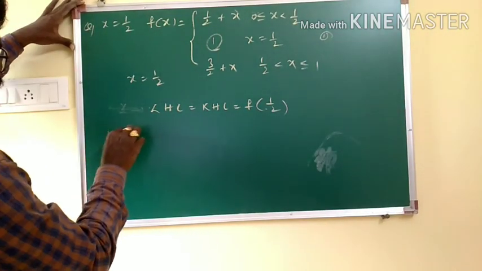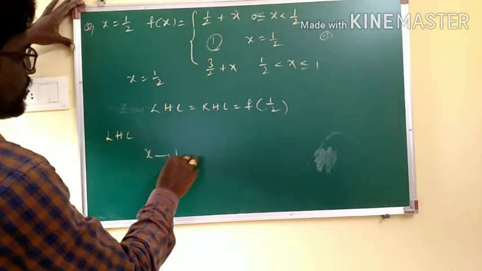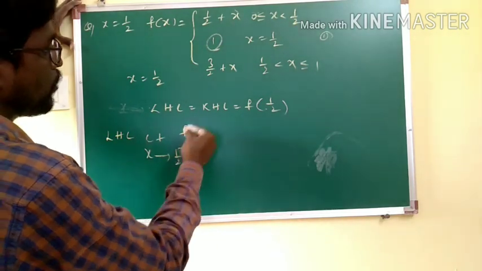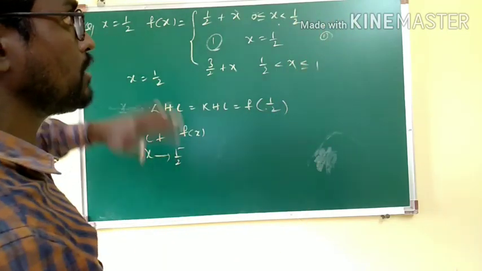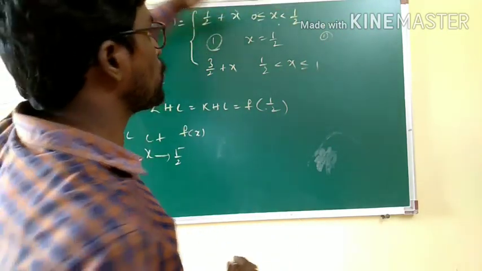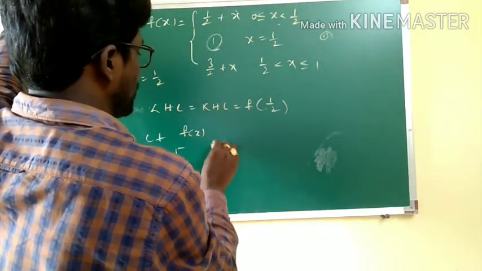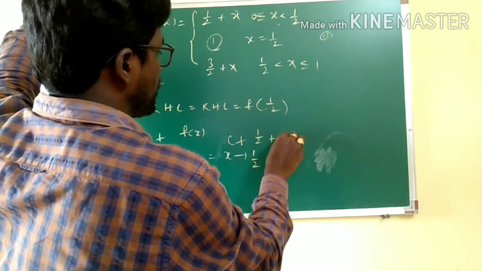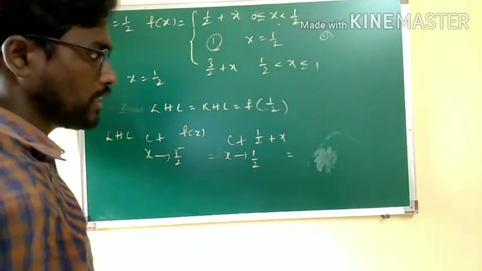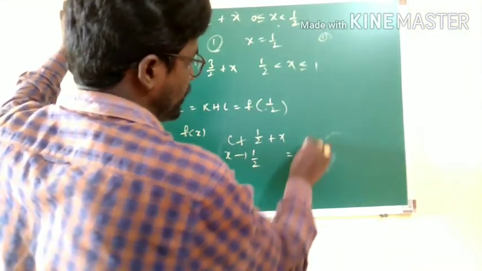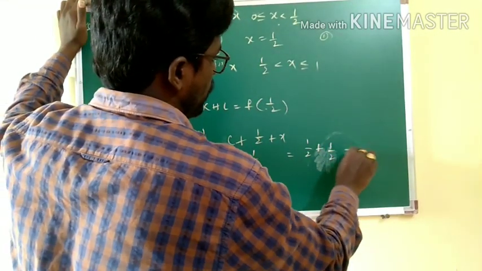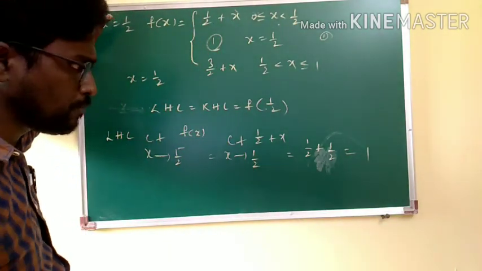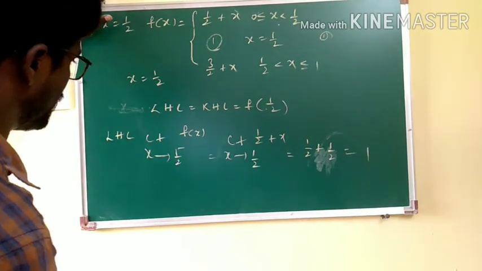Let's do the left hand limit. What is the left hand limit? Limit as x tends to 1 by 2 minus of f of x. For 1 by 2 minus, the function which lies between 0 and 1 by 2 is 1 by 2 plus x. Therefore, the suitable function is 1 by 2 plus x. On direct substitution, nothing is going to be undefined. Therefore, 1 by 2 plus 1 by 2 gives you half plus half, 50 paisa plus 50 paisa equal to 1 rupee. No need for any further calculation there.